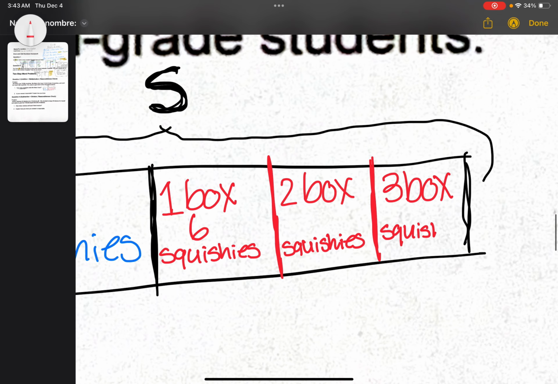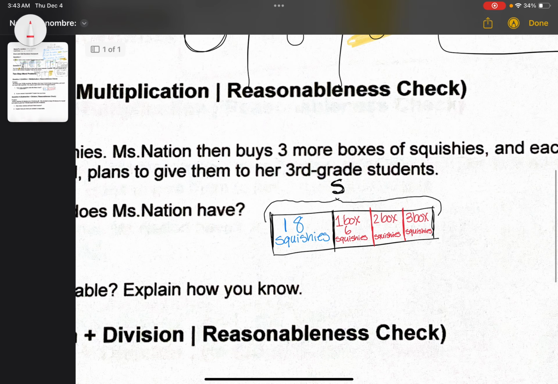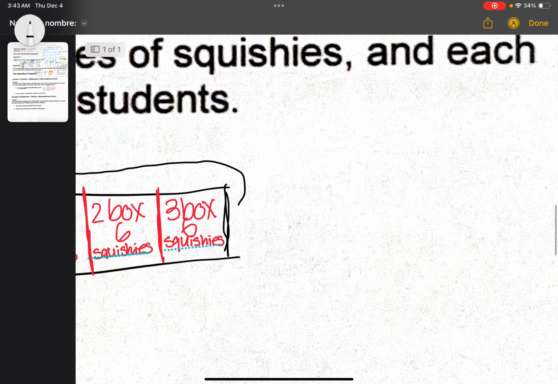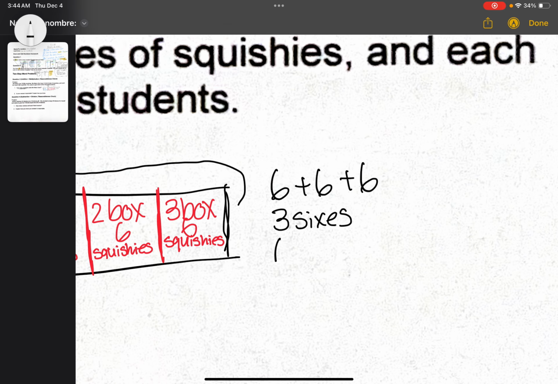Let's apologize in advance if this is a little slow. Now, each box has 6 squishies. Now, before we continue, we need to figure out how many more squishies Miss Nation buys, right? So we have 6 plus 6 plus 6, or 3 6s, or 6 times 3.